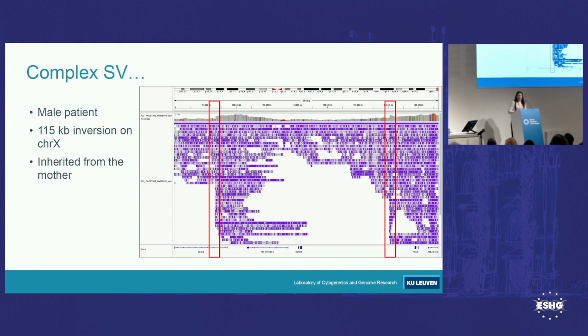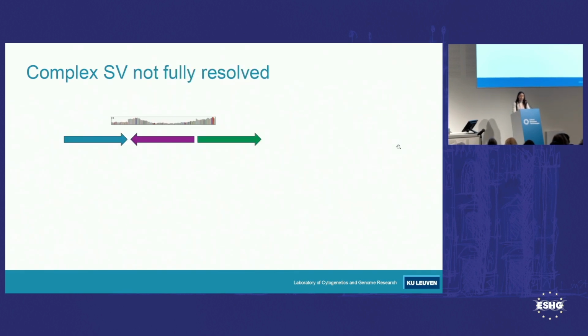To finish, I wanted to have just a few slides on complex structural variants. So I just showed you everything is working very well in our hands, and we are happy with the results, but not everything is as easy as it seems. So we have this male patient, and we look at the data from our pipeline, and we detect a 115 kb inversion on chromosome X. We do not think that the inversion could explain the phenotype because this has been inherited from the mother and the mother inherited from her grandfather. But still, if you look at the data, it does not seem to be an inversion.